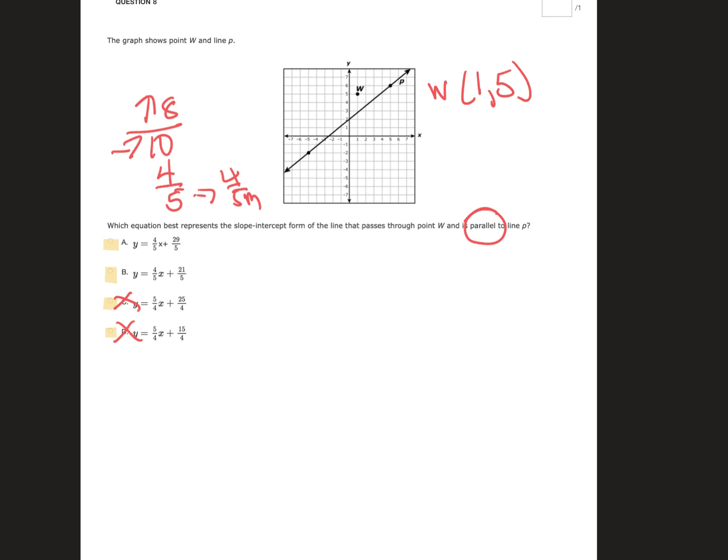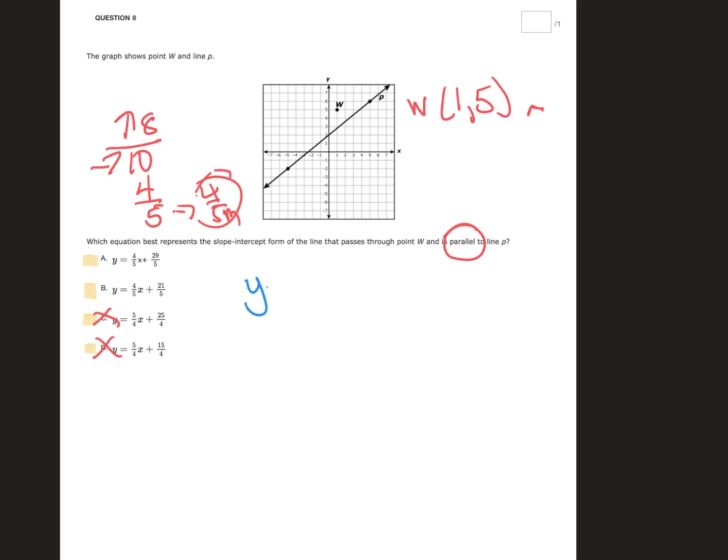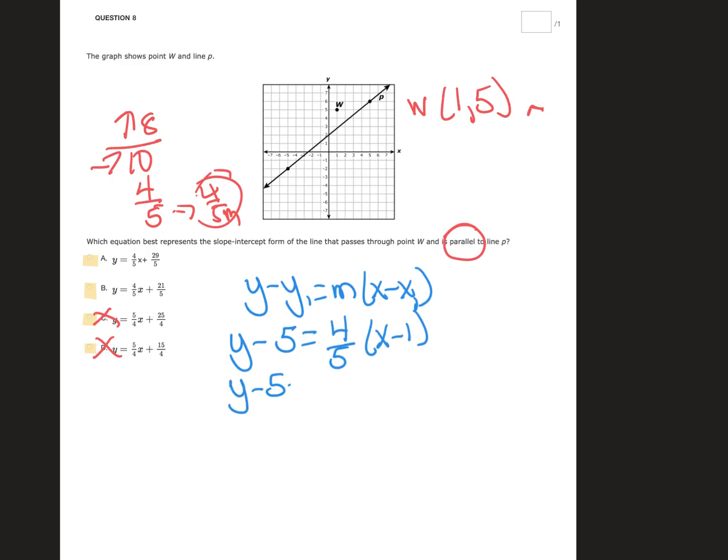Okay, so now I have a point and I have a slope. I'm going to write this in point-slope form. So we're back to our y minus y1 equals m times (x minus x1). And now I'm going to plug this in. So I have y minus my y1, which is 5, equals 4/5 times (x minus 1). And now here I'm solving. y minus 5 equals 4/5 x minus 4/5.